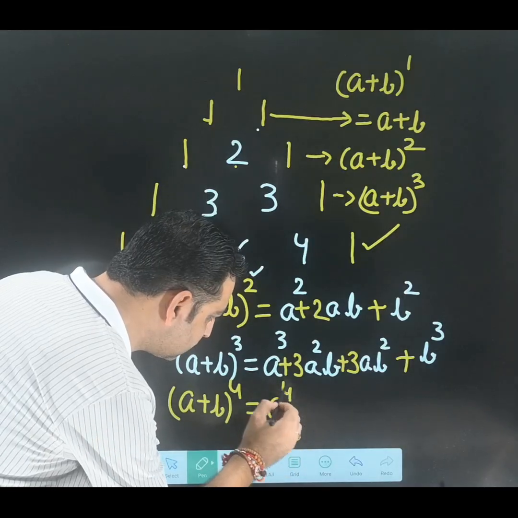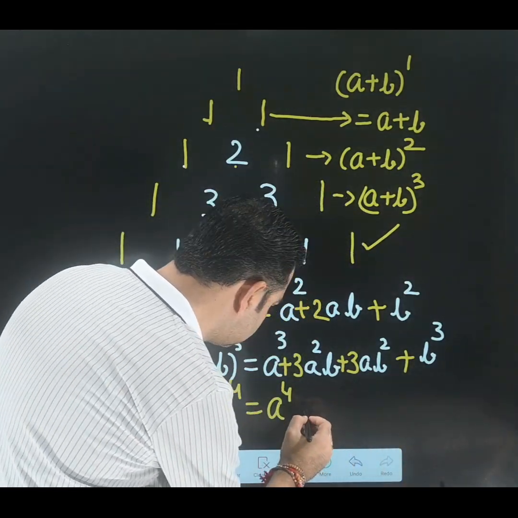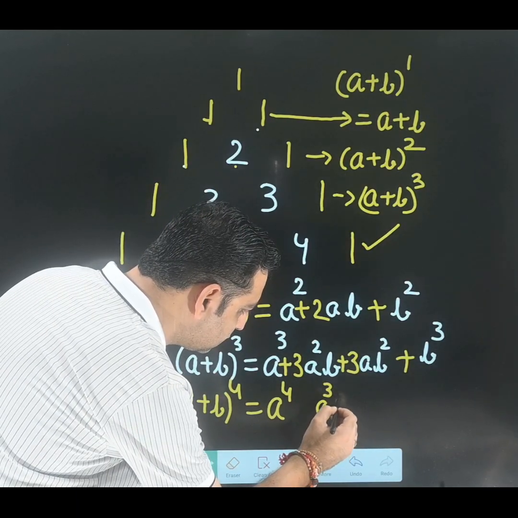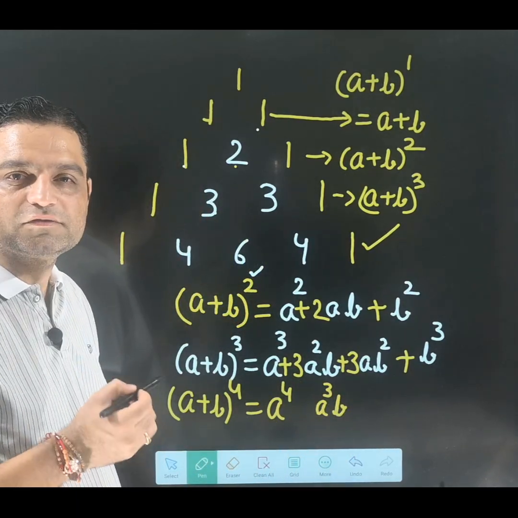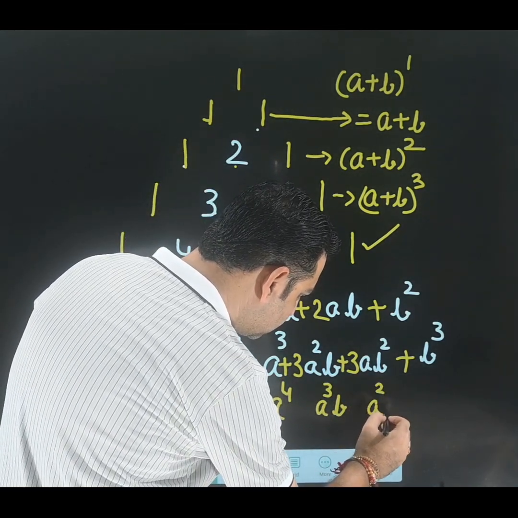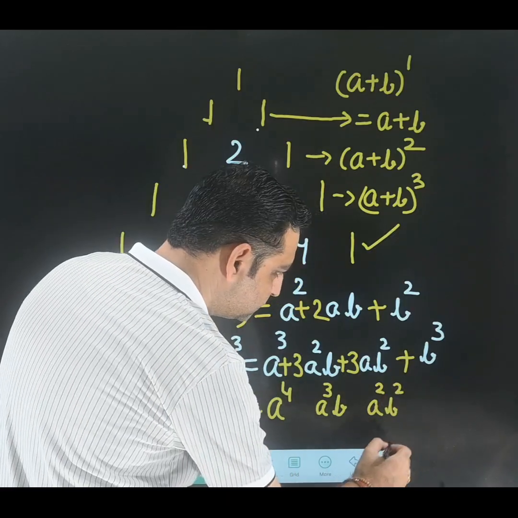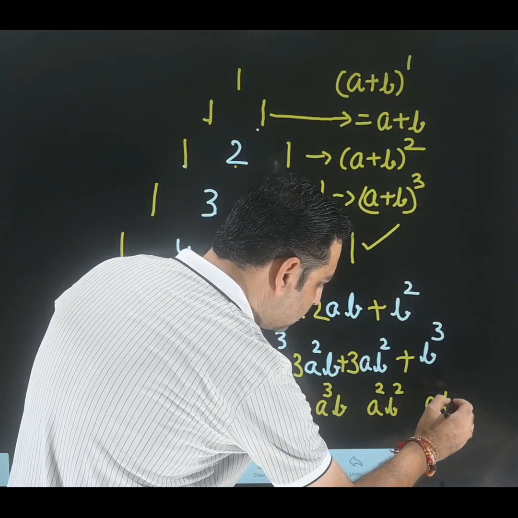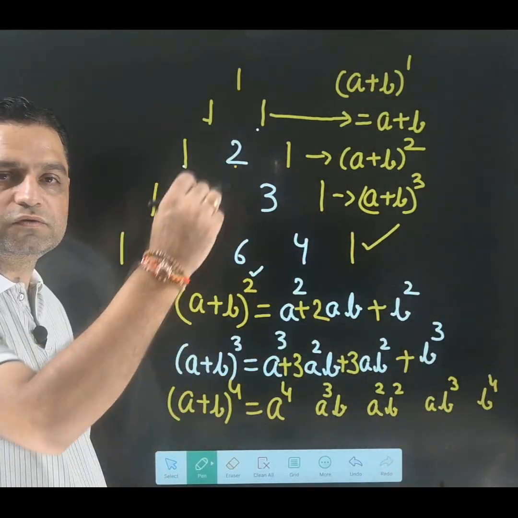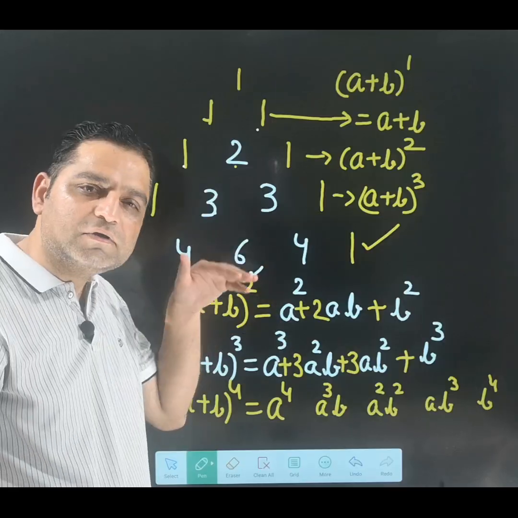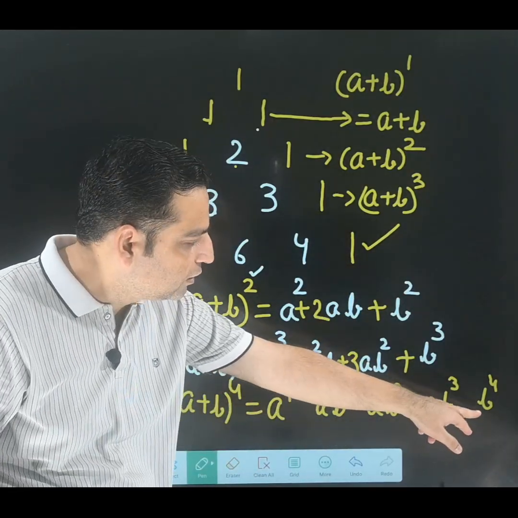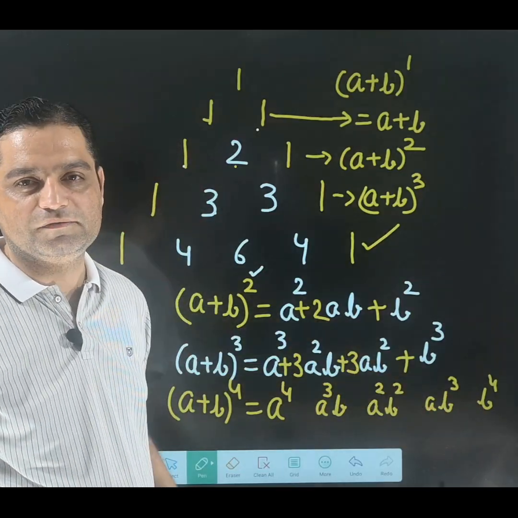First one is a power 4, then write a power 3, add b, because b was missing earlier. Remove one more power, it becomes a square, then b square, then a b cube, and at the last you have b power 4. That is how the flow goes. It starts from a power 4, we keep on reducing the power of a and keep on adding b, and at the end a is gone, only b power 4 is left.